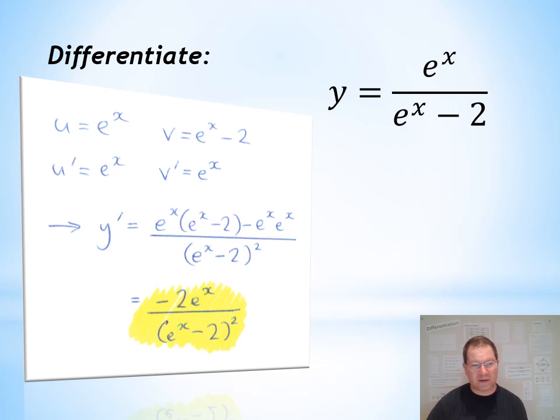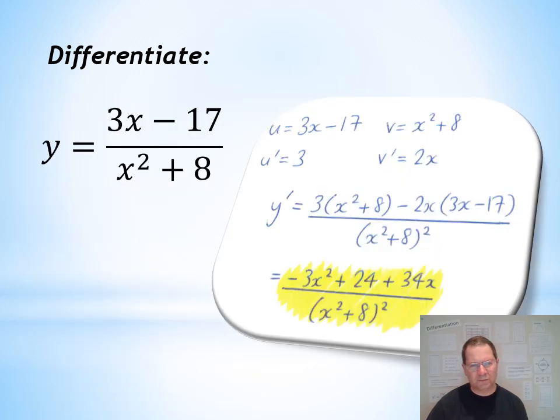And then we have v squared on the bottom, which is the square of e to the x minus 2. So expanding the brackets on the top, we get e to the x times e to the x. We could call that e to the 2x, but it's going to cancel with the other e to the x times e to the x. So all that's left on the numerator is minus 2e to the x, and we have our v squared on the denominator.